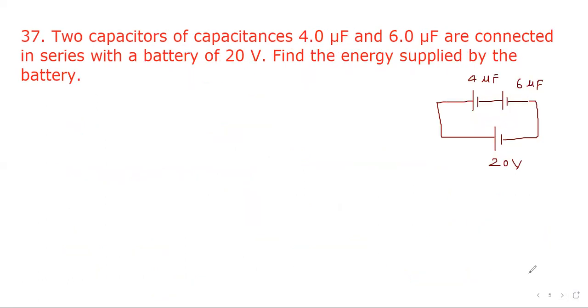Now let's go to the next question. Question number 37. It says two capacitors of capacitances 4 and 6 microfarad are connected in series with a battery of 20 volt. Find the energy supplied by the battery. So let's calculate the energy supplied to each plate, and then the answer will be double of it. So here, let's find the equivalent capacitance. C equivalent will be equal to 4 into 6 divided by 4 plus 6 microfarad.